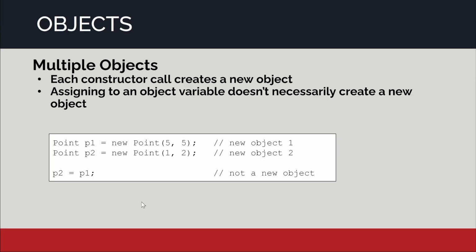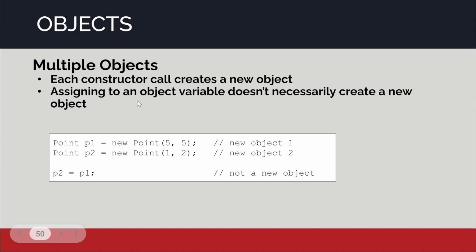All right, so how do we deal with multiple objects? Well, we just have to declare them multiply, or in multiple instances. So each constructor call creates a new object. If you want a new object, you gotta call the constructor.